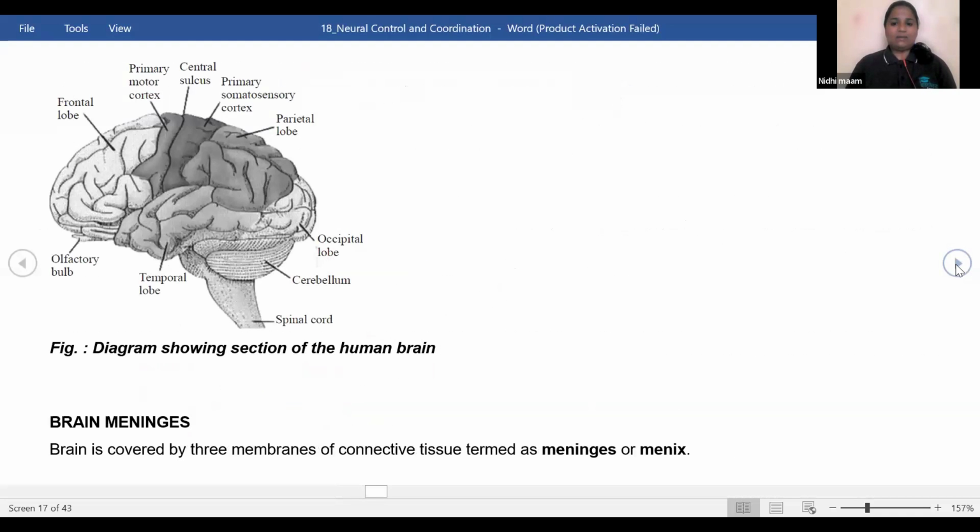This is a diagram of a brain. The brain is covered by 3 membranous connective tissues which are called meninges. Now we shall proceed with the questions.